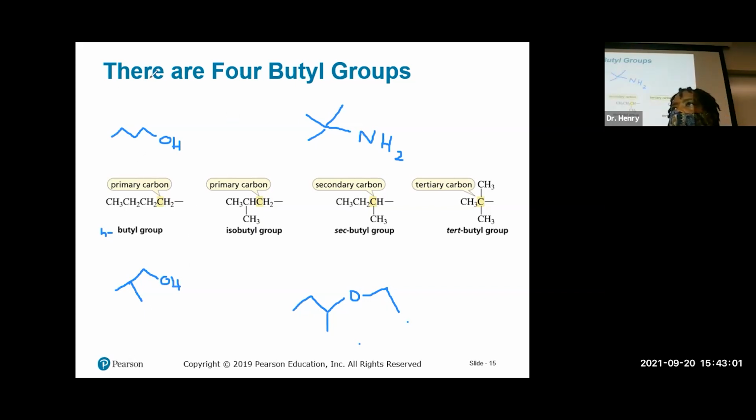Okay, so what is this guy? This would be butanol or butyl alcohol, the common name. Some of them I will ask you to name both common and IUPAC, so you need to know both. When it gets really into the nitty gritty, with a lot of things going on, we'll go with IUPAC because it's a lot easier.